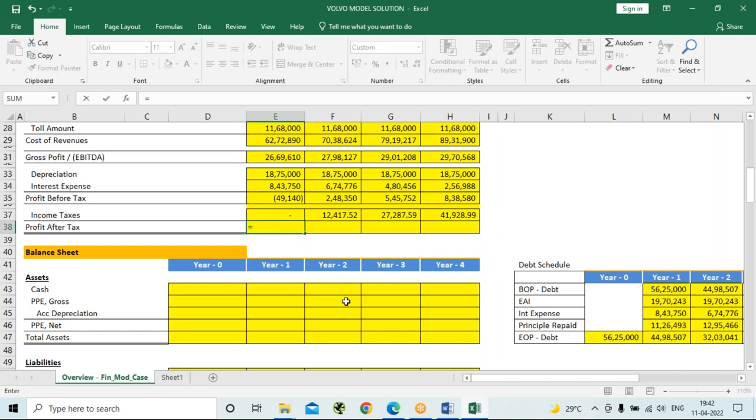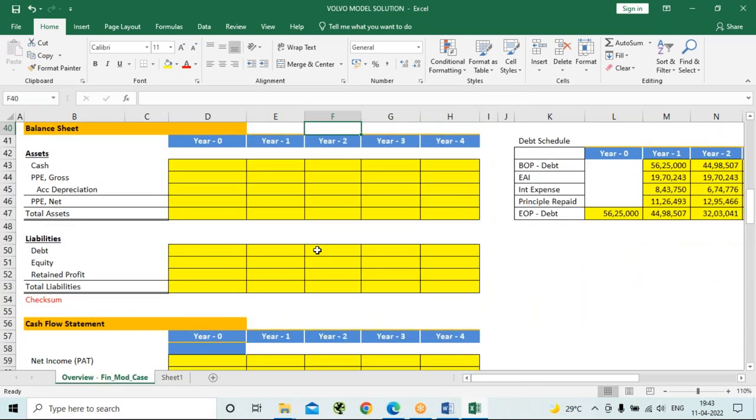And now the profit after tax equals to profit before tax minus tax. So it is going to be the same. So this is the PAT or net income of that business for all the 4 years. Is everyone clear till here? Yeah. So we'll go for the next.